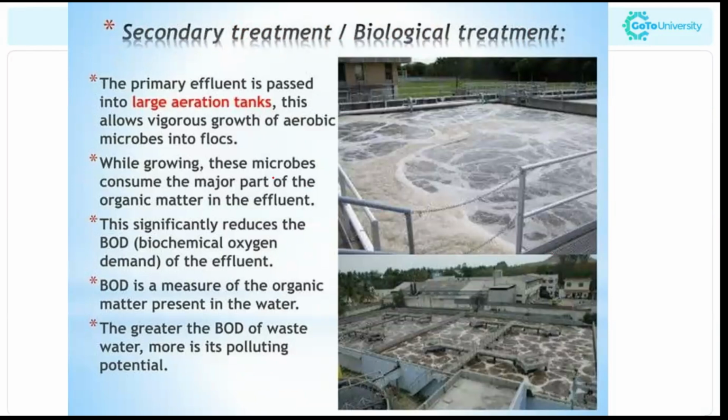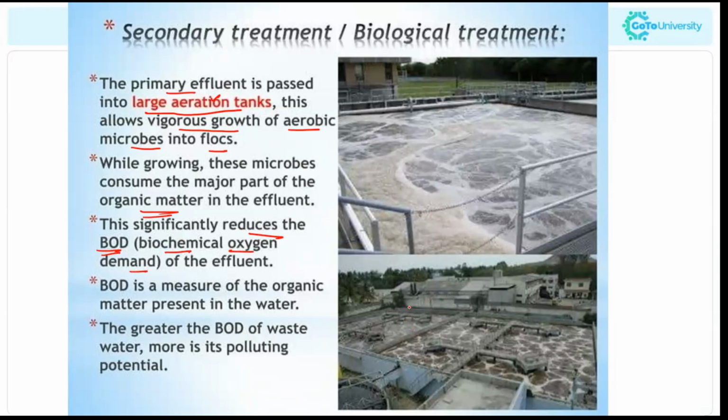Now the primary effluent is passed into a large aeration tank. So now we are moving to the secondary treatment, which starts with the aeration tank, and this allows vigorous growth of aerobic microbes into flocs. In this aeration tank, oxygen is available, so the organisms are able to grow and consume the major part of the organic matter in the effluent. That means they utilize the organic matter as a source of energy and nutrition, and this significantly reduces the BOD, that is biochemical oxygen demand, of the effluent.